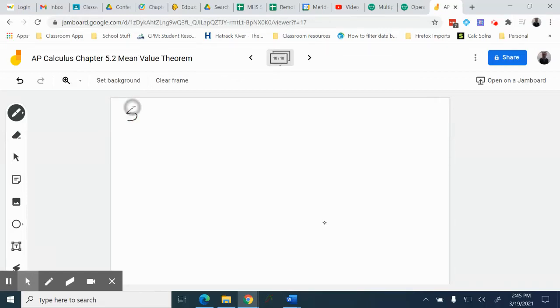All right, the moment you've all been waiting for. What do you need to know how to do from 5.2? First of all, the mean value theorem.